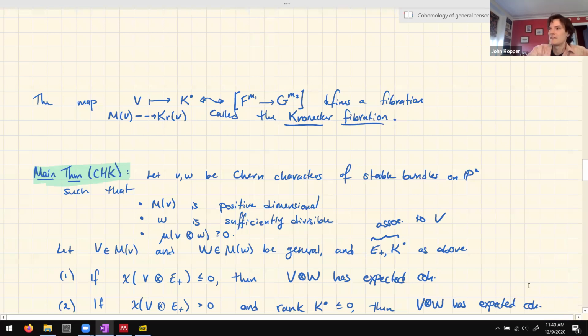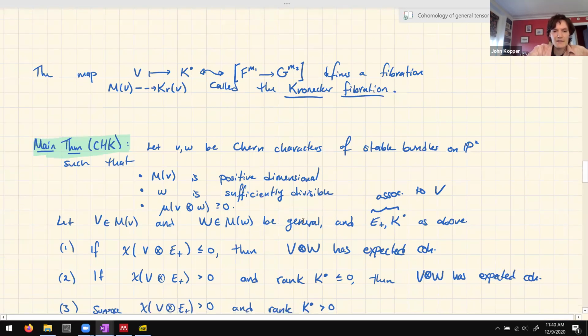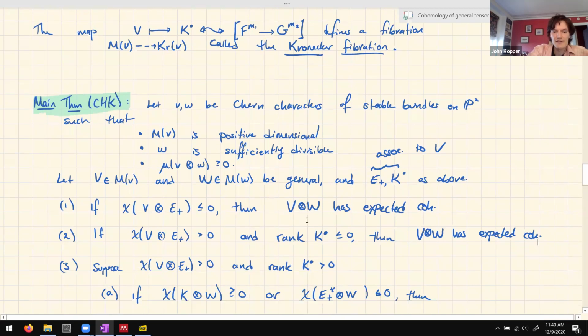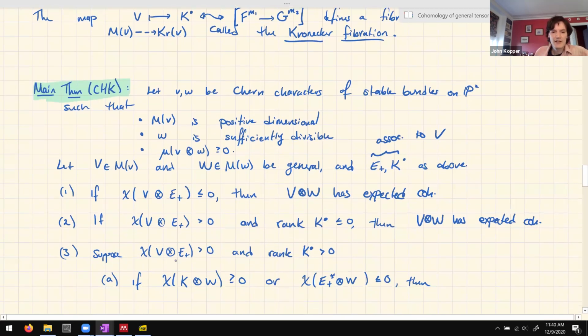Okay, so that was case 2. Case 3 is the more complicated one. Like case 2, I have the assumption that the Euler characteristic with the primary corresponding exceptional is positive. But now I'm going to assume the rank of K is positive. If that's the case, then I distinguish 2 subcases. And now for the first time, and only now, does the vector bundle W actually appear in the assumptions.